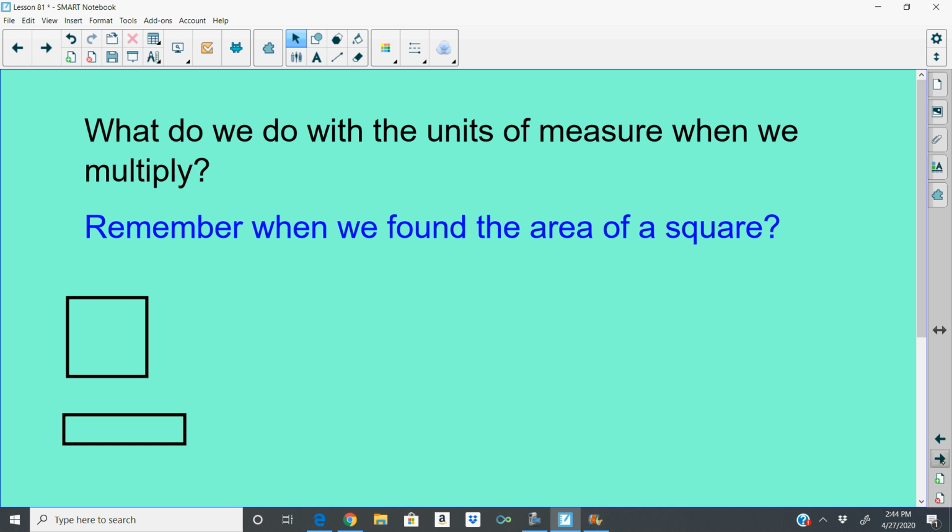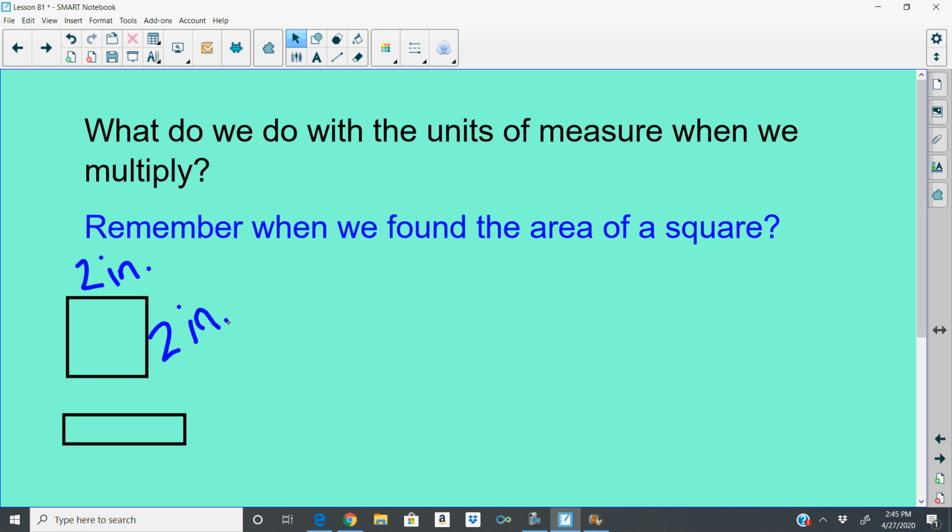So the big question here is, what do we do with the units of measure when we multiply? Now, we've done this before, and I will say that this caused us a little bit of trouble sometimes because we forget how to label these. But think about when we found the area of a square, or a rectangle for that matter. Let's say that this square is 2 inches by 2 inches, okay?